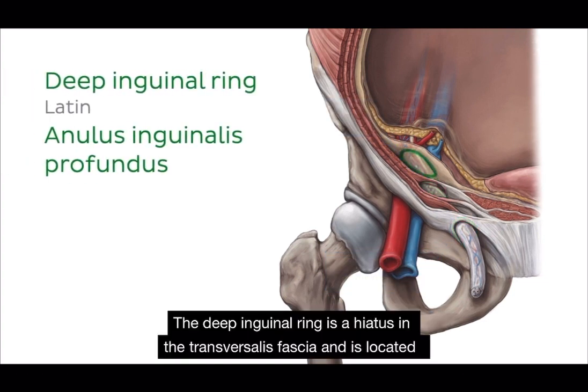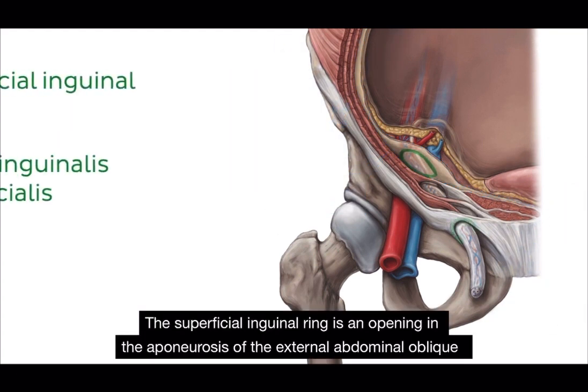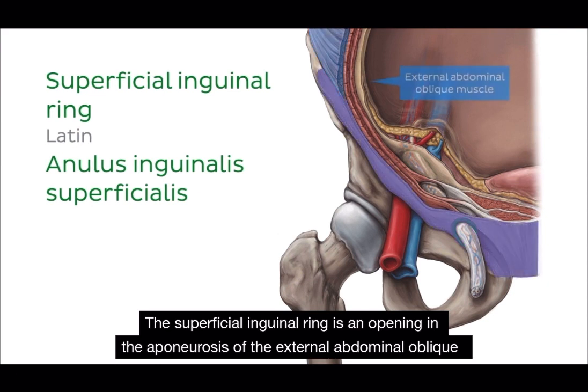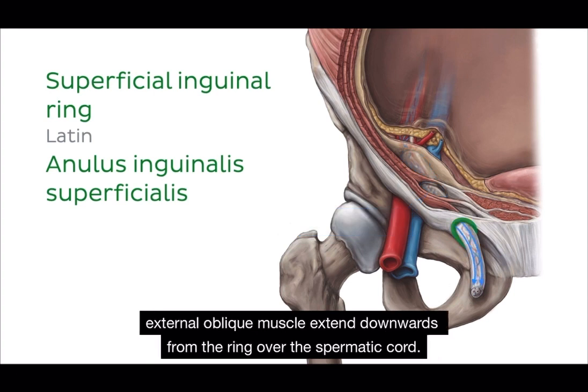The deep inguinal ring is a hiatus in the transversalis fascia and is located approximately midway between the anterior superior iliac spine and the pubic symphysis. The superficial inguinal ring is an opening in the aponeurosis of the external abdominal oblique muscle. It marks the end of the inguinal canal. Fibers from the aponeurosis of the external oblique muscle extend downwards from the ring over the spermatic cord.